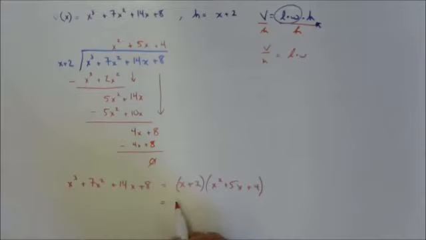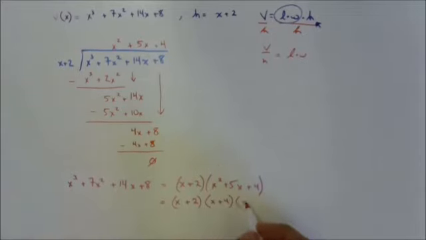Okay, how do we factor that out? We use skills that we already have. We're looking for two numbers that add to 5 and multiply to 4. That's 4 and 1. So our factors then are x plus 4 and x plus 1.